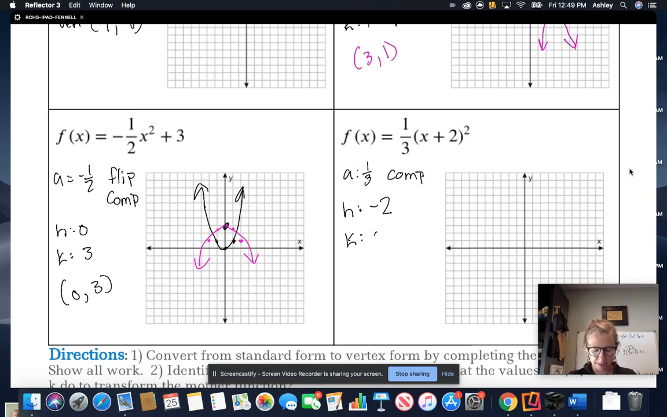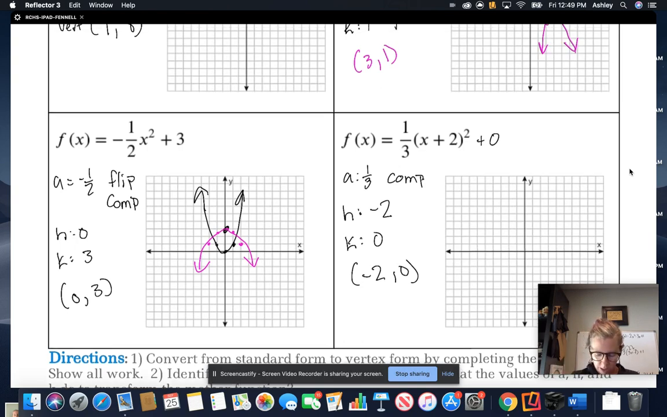And K is going to be 0 because there's nothing there. I could add 0, same. All right, so my new vertex is at -2, 0. So I've shifted this function left, but I haven't shifted up or down at all. Again, draw out your mothers for comparison purposes. So now we're going to shift left 2 for my new vertex of negative 2, 0.